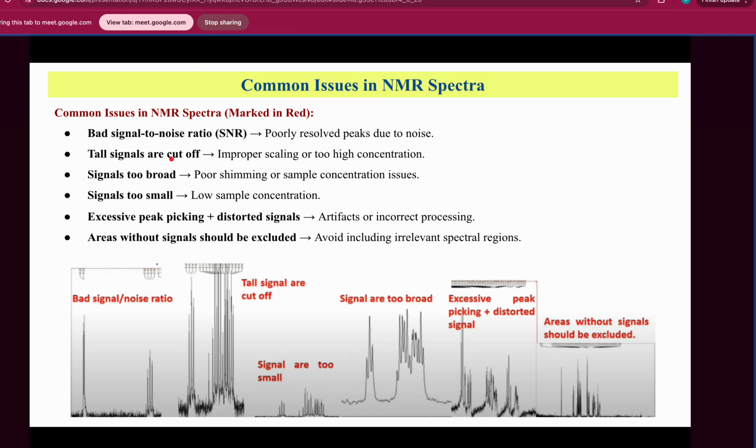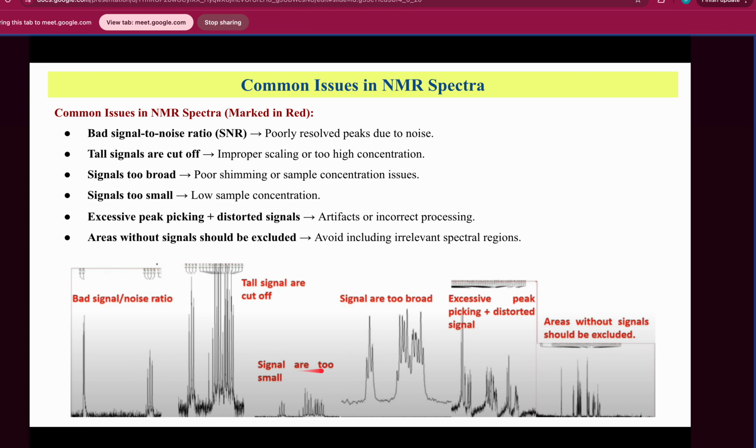Now comes the common issues in NMR spectra. What can happen in different scenarios? The first thing is bad signal to noise ratio, which means a poorly resolved peak due to noise. Because it's not properly resolved, this is known as bad signal to noise ratio. This is the issue in NMR. If our NMR spectrum is like this, we cannot trust it because there is a lot of noise. The second thing is improper scaling or too high a concentration. In such scenarios, the peaks are so tall that they will be cut off, so we will not be able to analyze the spectrum properly.